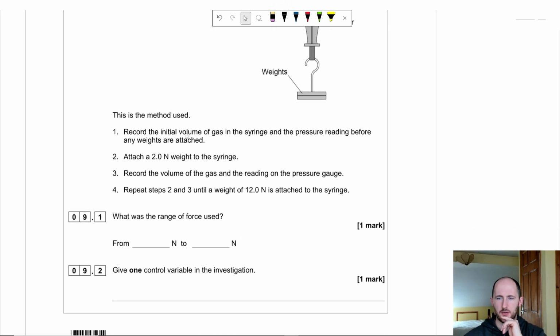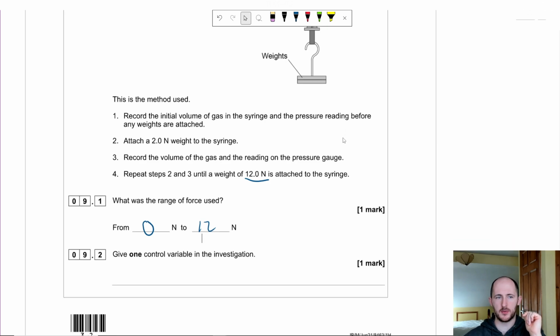The method used is they record the initial volume of gas and the pressure before any weights are attached. They attach a 2 Newton weight to the syringe, and then they continue going until they get to 12 newtons. So what was the range of force used? Well, they start off with no newtons, no weights attached, up to 12 newtons.